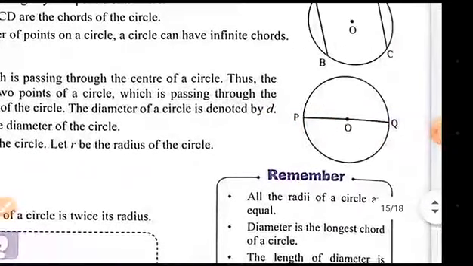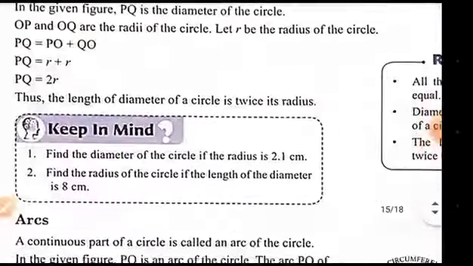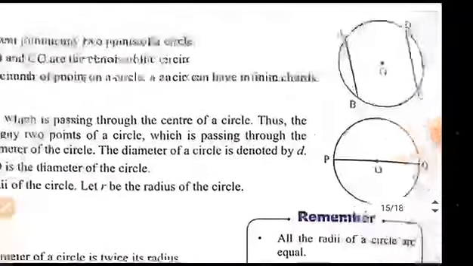Next one is diameter. If you draw a line which passes through the center of a circle, then this line is known as chord. Sorry, diameter. And diameter is the longest chord in the circle. It is also a chord which is passing through the center.